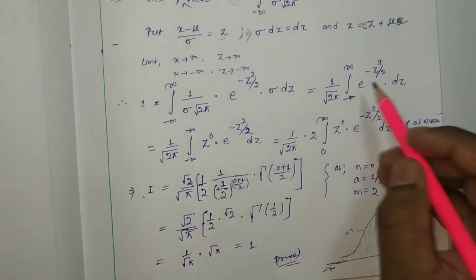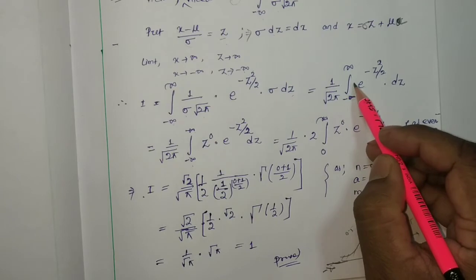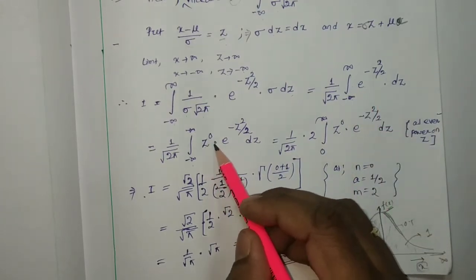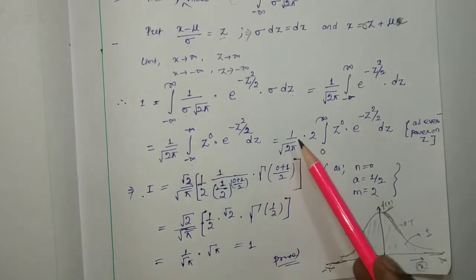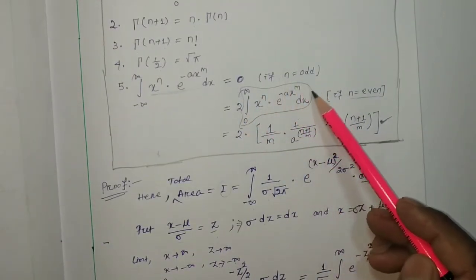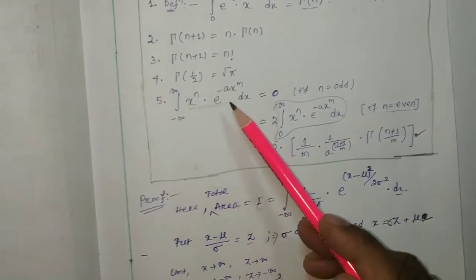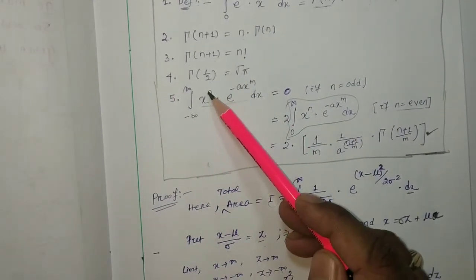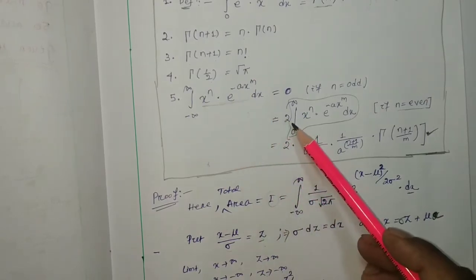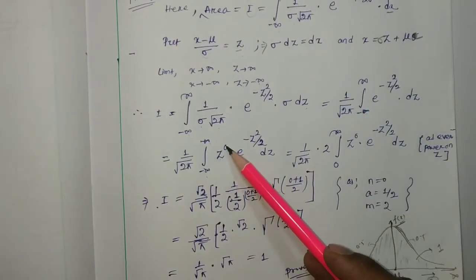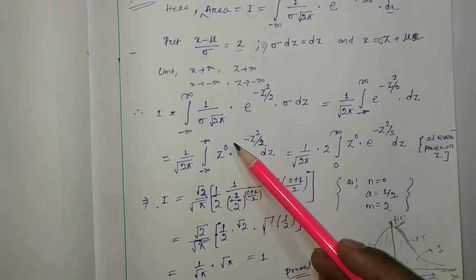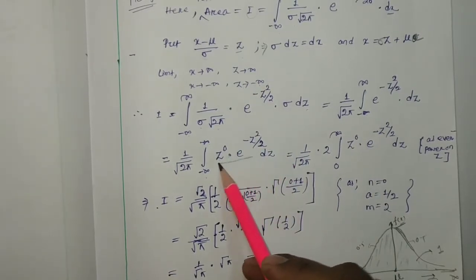of z square to the power 0. So here there is no z. Okay, there is no z, means we can write z to the power 0 into e to the power minus z square by 2 into dz, equal to 1 by root over 2 pi. Here I told that if we have this type of integration, and if n value is even, then we can write 2 into 0 to infinity of this much, right? So here you can see that z to the power 0 is considered as even. So this whole function will be even.